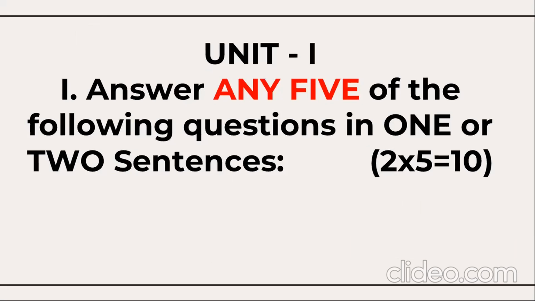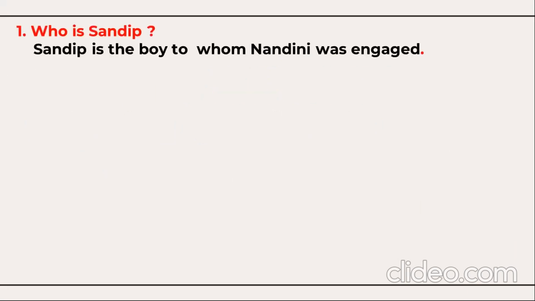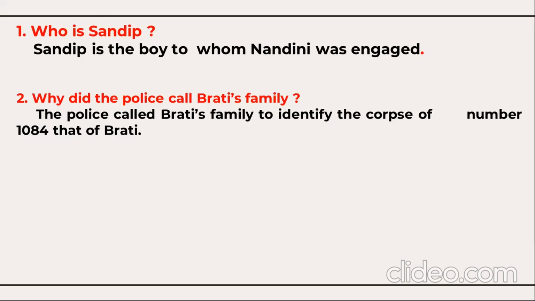To begin with, unit number 1: out of 7 questions, you are supposed to opt 5 questions, and each question is for 2 marks. Number 1, who is Sandip? Sandip is the boy to whom Nandini was engaged. Why did the police call Bratty's family? The police called Bratty's family to identify the corpse of number 1084, that of Bratty.